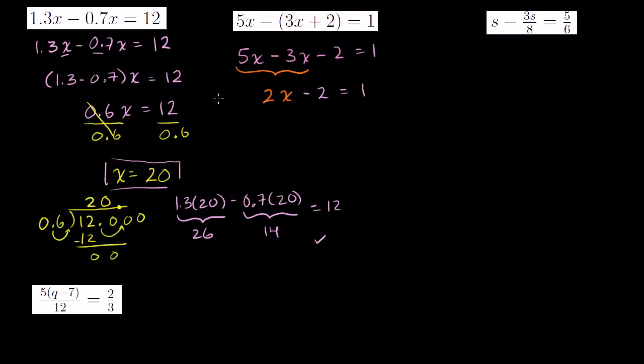The best way I know how to do that is to add 2 to both sides. So add a 2 on the left-hand side. If I do it to the left-hand side, I've got to do it to the right-hand side. Plus 2 on the right-hand side. These two guys will cancel out, and you're going to get 2x.